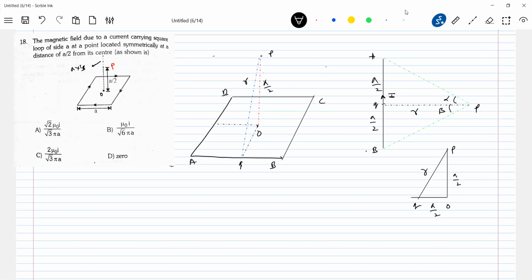If you want, you write the distance as X. Later on, we'll change it. So that'll be easy for you in calculations. Now what is R square equal to? A square by 4 plus X square. So now we know the value of R. If you know the value of R, can you calculate the field strength at point P due to this?